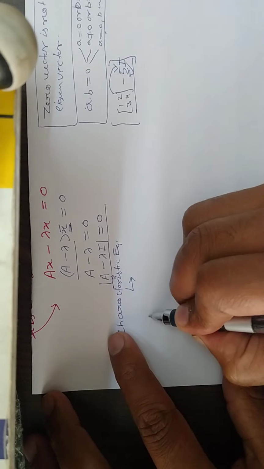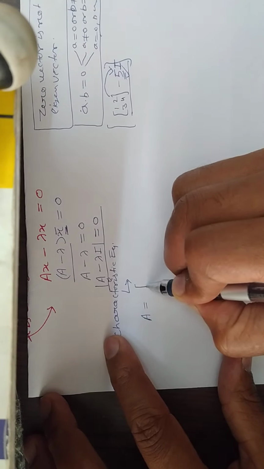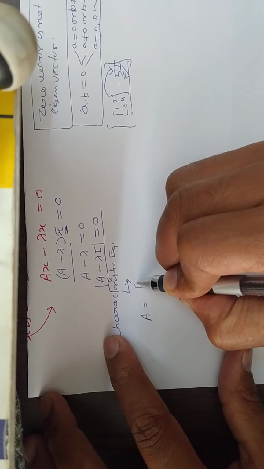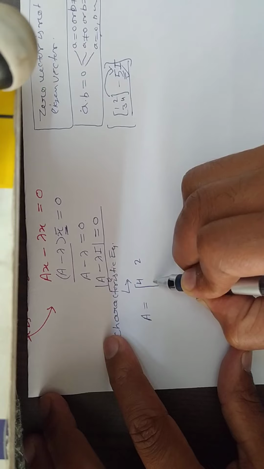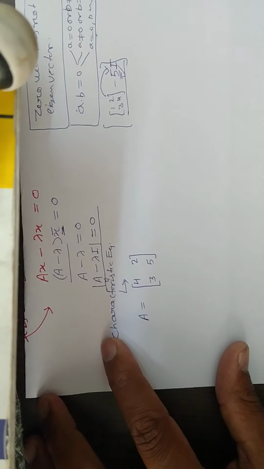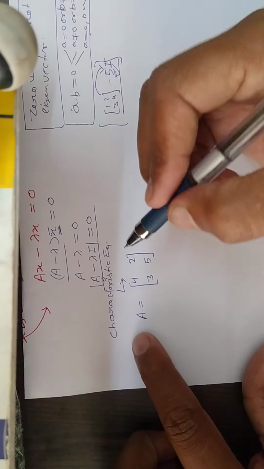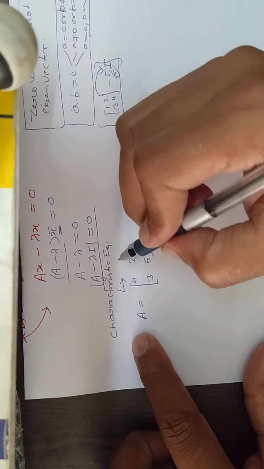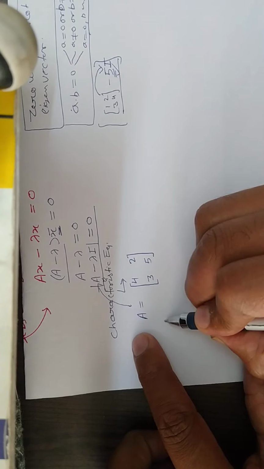Suppose that we have a matrix A equal to [4, 2; 3, 5]. This is a matrix A, and we want to find the eigenvalues of this matrix A. Then first we need to put this value here in place of A.